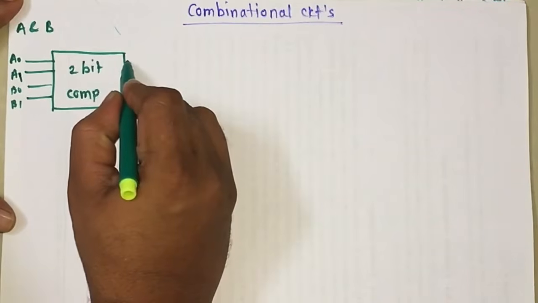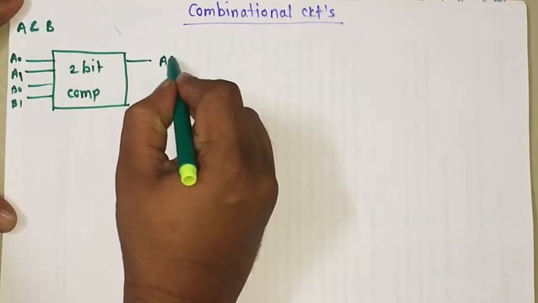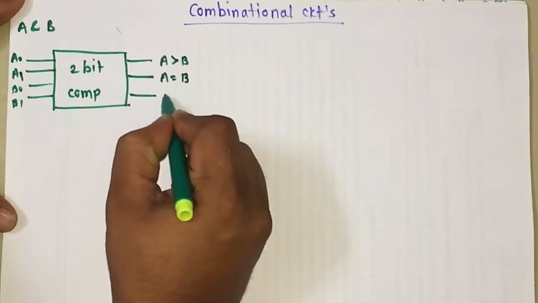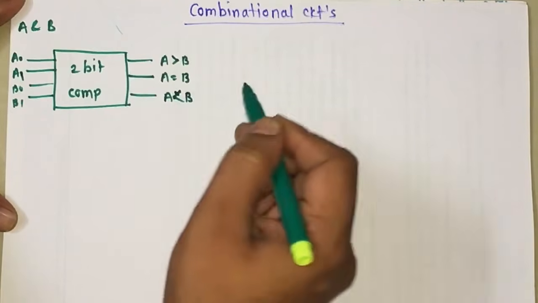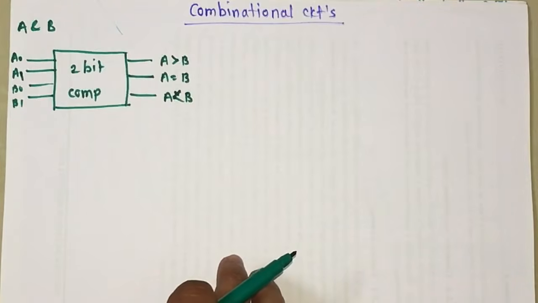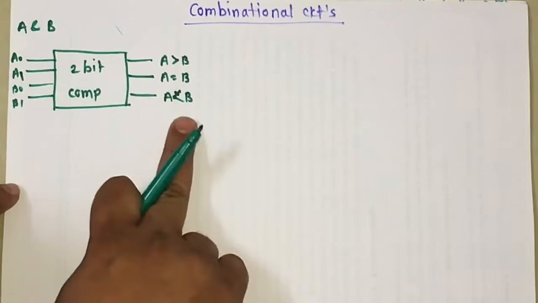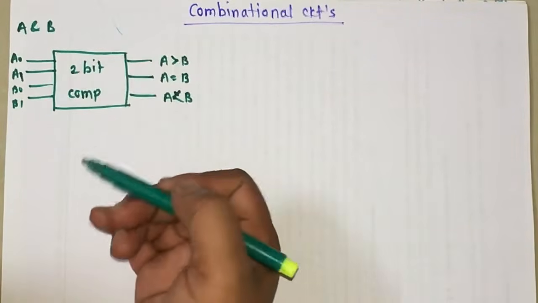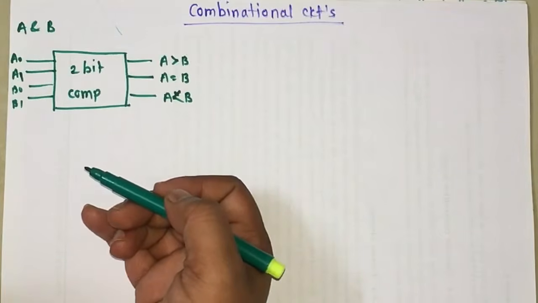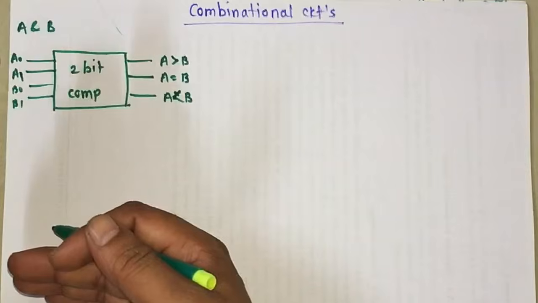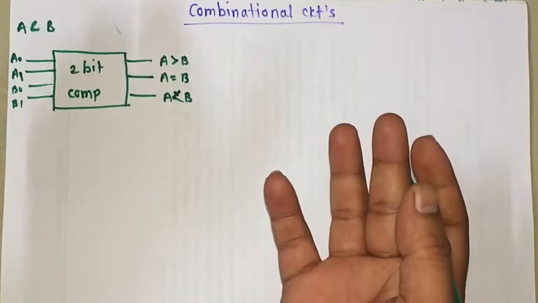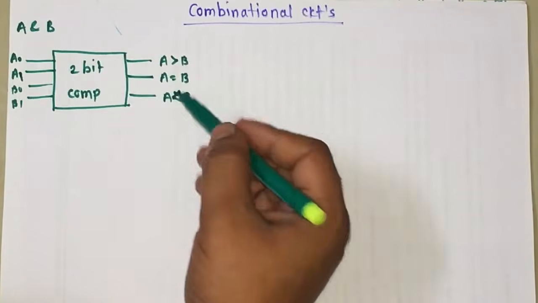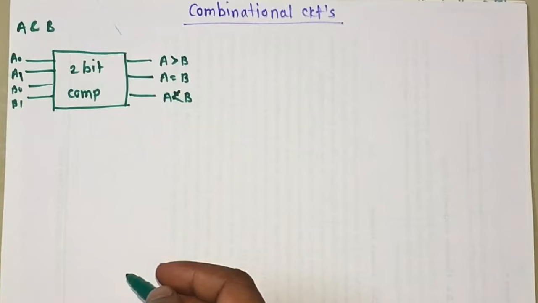And then there are the same 3 outputs: A greater than B, A equal to B, and A less than B. Each comparator has these 3 outputs, because whenever we perform the comparison operation, we get 3 types of result. Either the first number is greater than the second one, or the second number is greater than the first one, or both are equal. For that purpose we need 3 types of output for the comparator circuit.